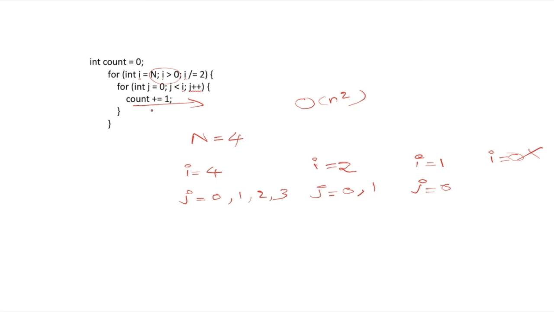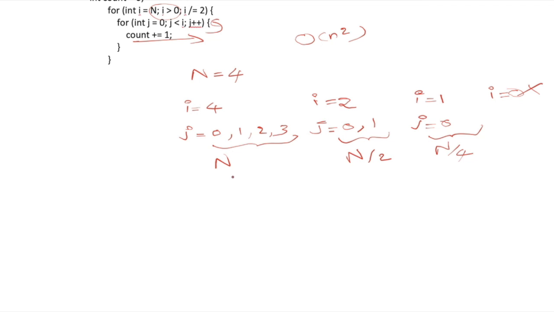Now if you look carefully, this statement depends on this loop. So that means this is executing n times, then n by 2 times, and then n by 4 times. Here n is 4. So again we see that this is in a geometric progression. In order to find the time complexity, we can sum all of these terms. So what we will get is n plus n by 2 plus n by 4 and so on.